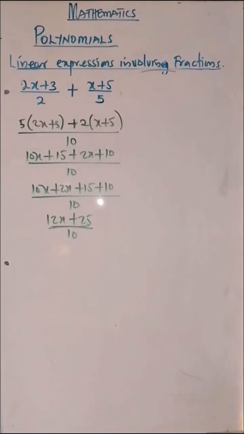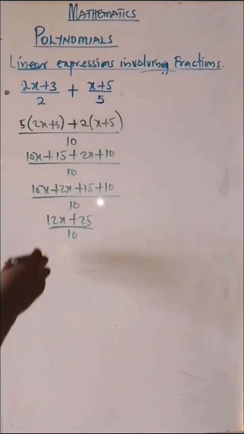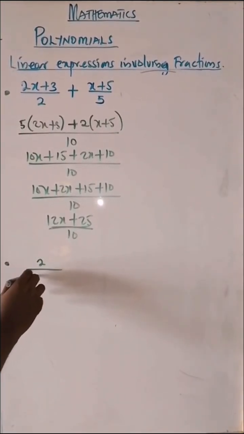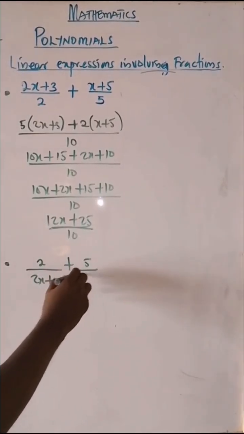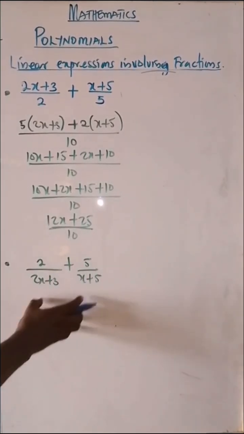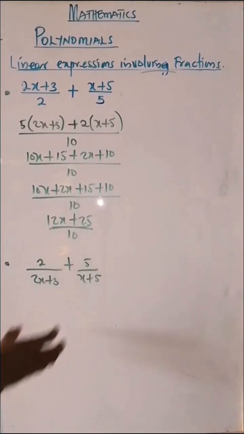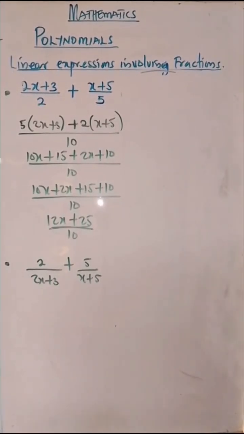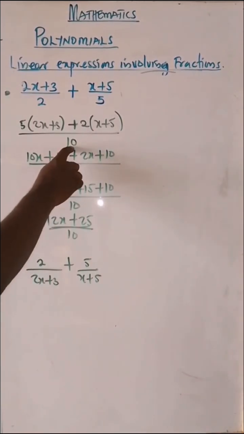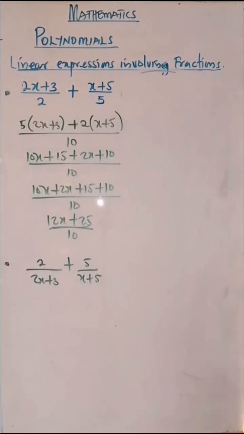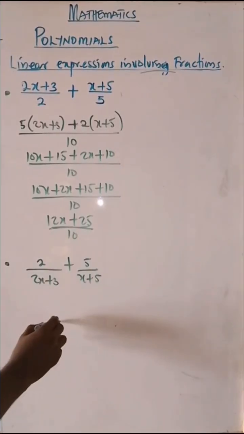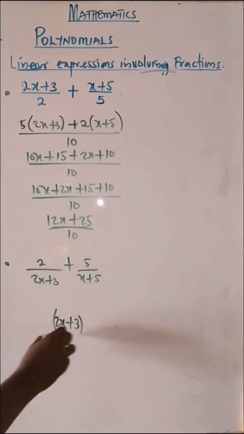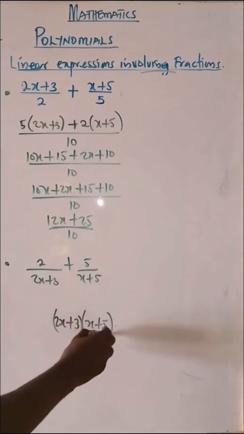Let us make this question a bit more difficult. Let's turn it upside down. 2 divided by 2x plus 3 plus 5 divided by x plus 5. What's the LCM? This time around you are shocked. Why? Because what you have here are not numbers. You have letters there. Don't panic. This 10, same thing as 2 times 5. 2 times 5 gives us 10. So I'll assume this 2, this 5, multiply this and this together. So what's the LCM? The LCM is just 2x plus 3 multiplying x plus 5.